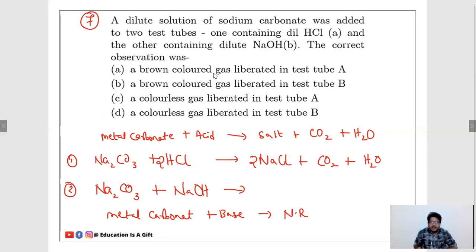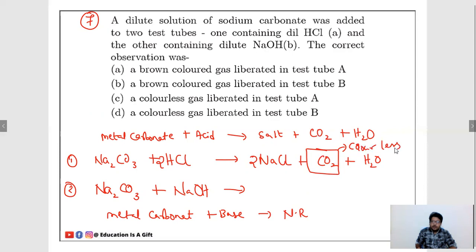Fine. Now let us see what the 4 options are. A brown colored gas liberated in test tube A. In test tube A, we are getting only one gas, that is carbon dioxide gas. What is the color of carbon dioxide gas? It is colorless.